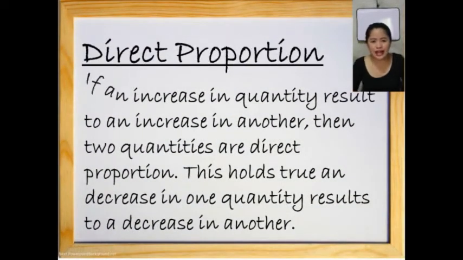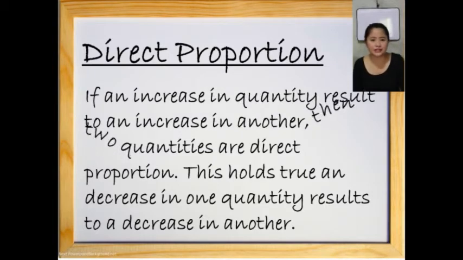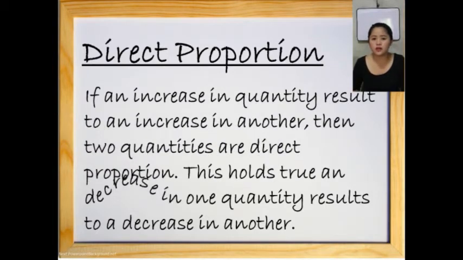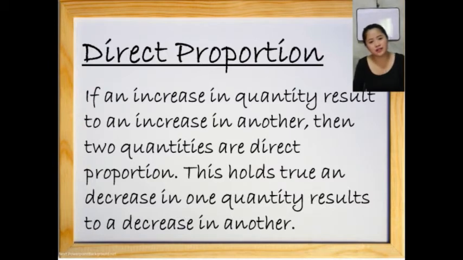Now, let's talk about the first type of proportion. The first one is the direct proportion. In direct proportion, if the first quantity increases, the second quantity will also increase. However, if the first quantity decreases, the second quantity will also decrease. Now, let's give a real-life example of a direct proportion. As I said a while ago, when we say direct proportion, if the first quantity increases, it will also result in an increase of the other quantity.